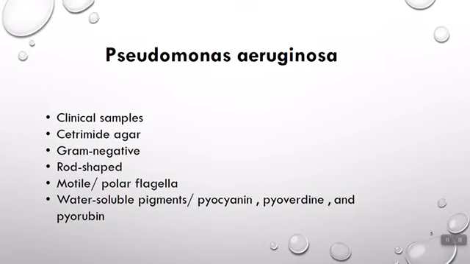Pseudomonas aeruginosa is gram-negative and rod-shaped. It is motile because of its polar flagella and produces water-soluble pigments which diffuse through the medium. The best known are pyocyanin, which is blue or green, pyoverdin, which is yellow or green and fluorescent, and pyorubin, which is red or brown and produced by a small proportion of strains.